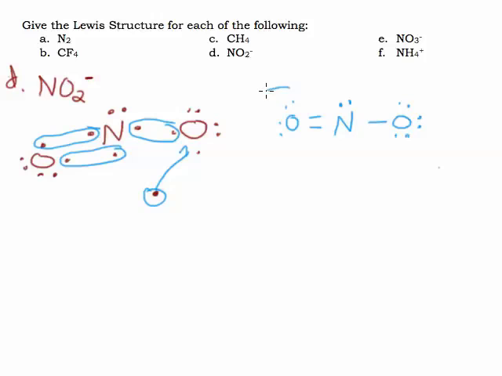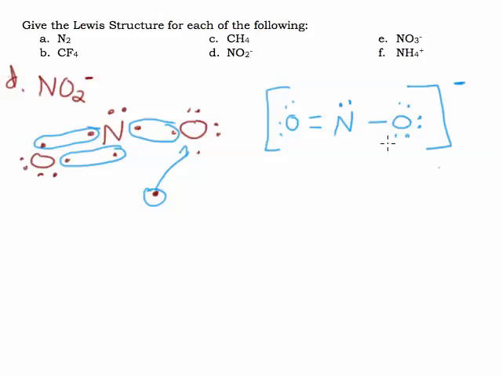Let's count our electrons, which I've neglected to do. We had 6, 12, 17, 18, because we had our 1 extra. 1, 2, 3, 4, 6, 8, 10, 12, 14, 16, 18. And if you count, each atom has satisfied the octet rule. So we know that we are complete with that. Let's look at E.